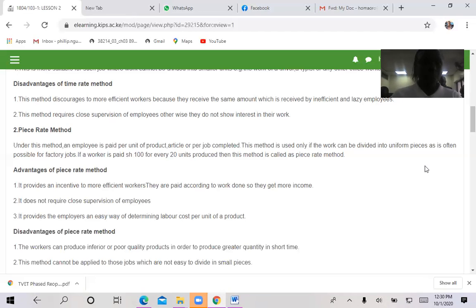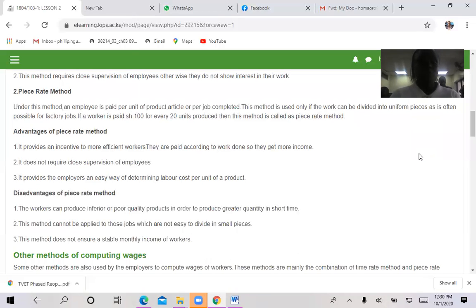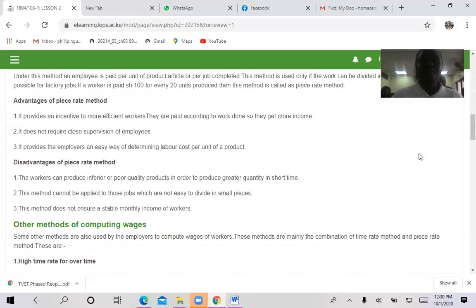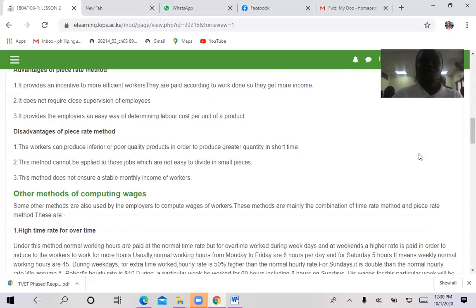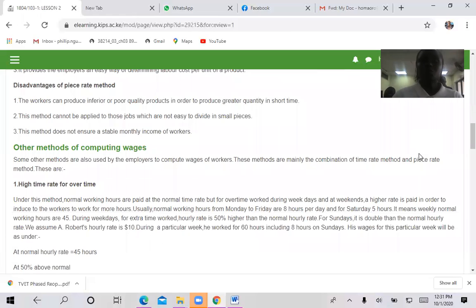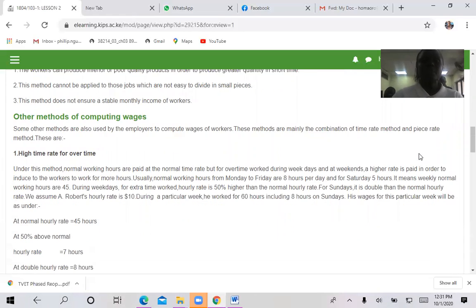Disadvantages: the workers can produce inferior or poor quality products in order to produce greater quantity in short time. Also, this method cannot be applied to those jobs which are not easy to divide into small pieces.